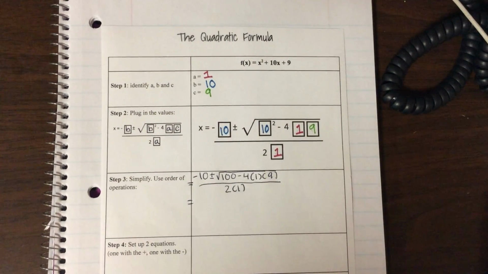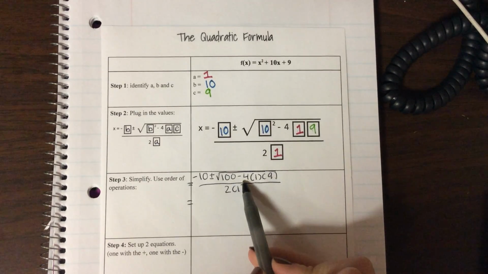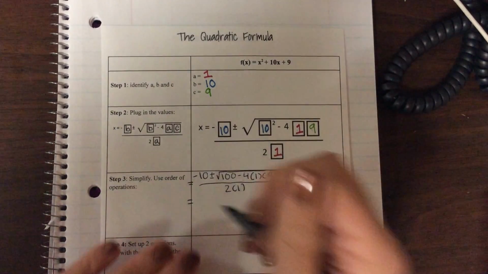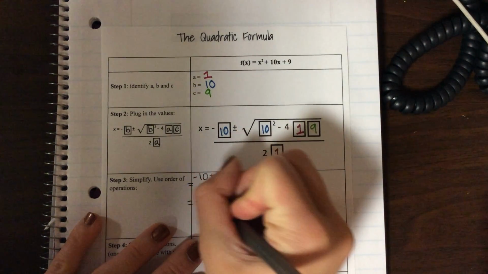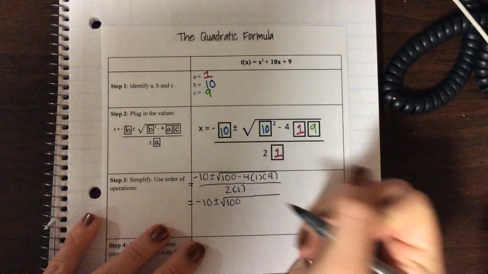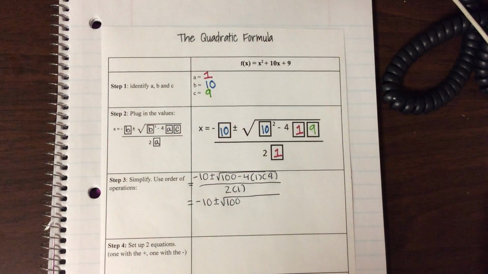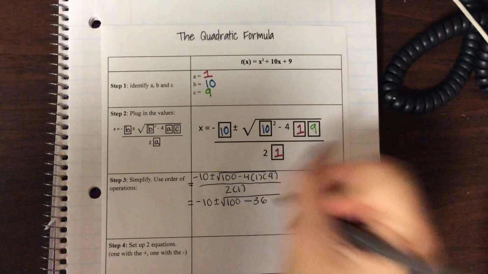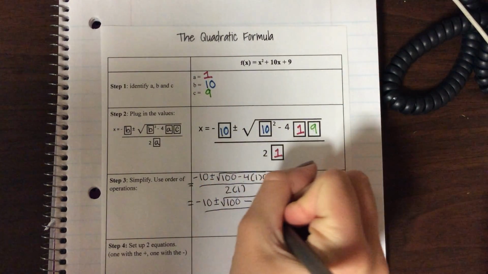Okay, what should we do next? I think you guys were kind of on to it. Multiply. So we're going to multiply negative 4 times 1 times 9, and then I'm also going to do 2 times 1. So what is negative 4 times 1 times 9? Negative 4 times 9 is negative 36. And then 2 times 1 is 2.